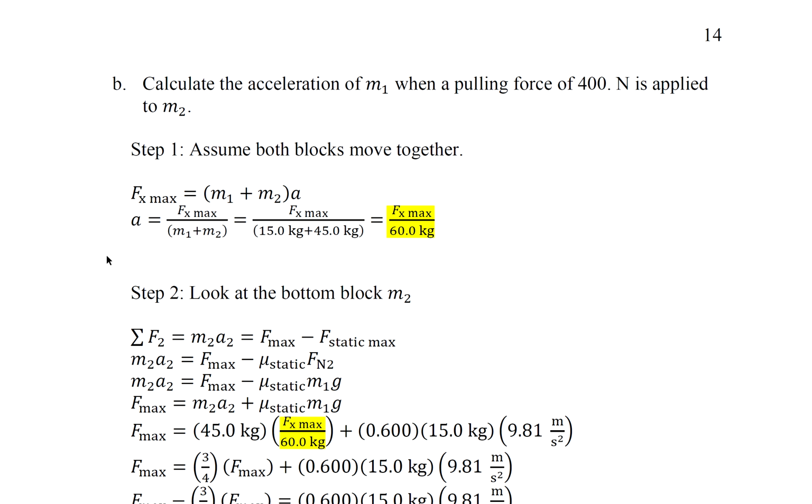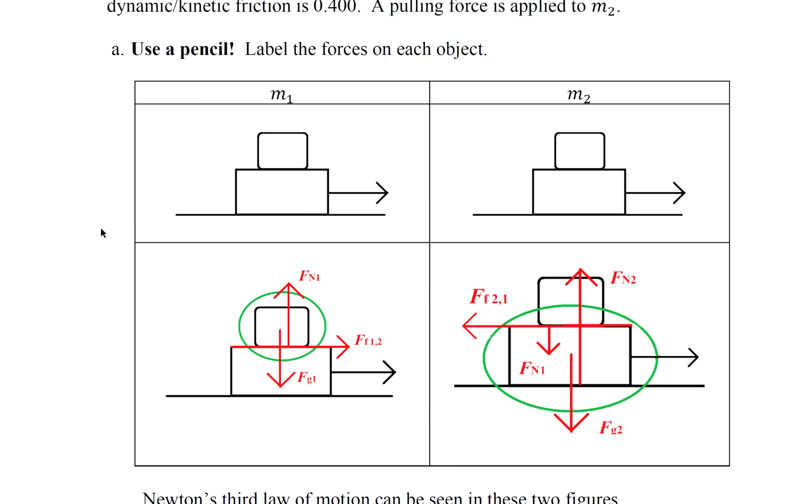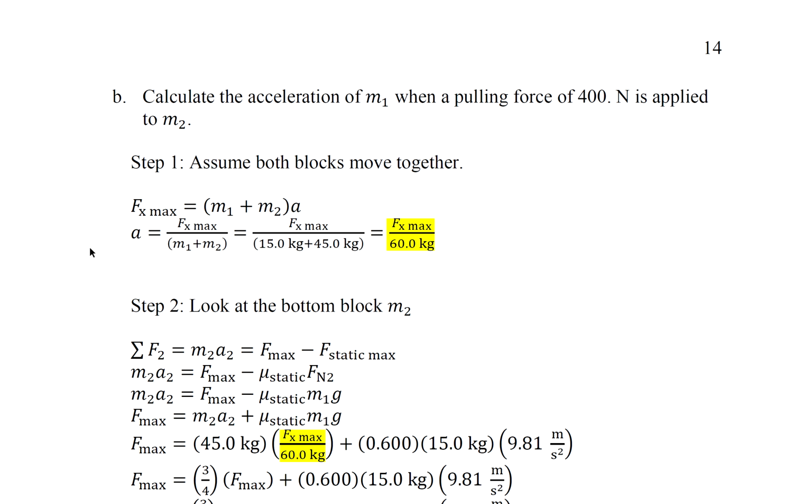So part B, it says calculate the acceleration of M1 when a pulling force of 400 newtons is applied to M2. So we want to know if 400 newtons is going to be enough to make these two objects slide apart from each other or move together. So step 1, let's assume both blocks move together. So we get this equation. If they move together, acceleration is F max over 60.